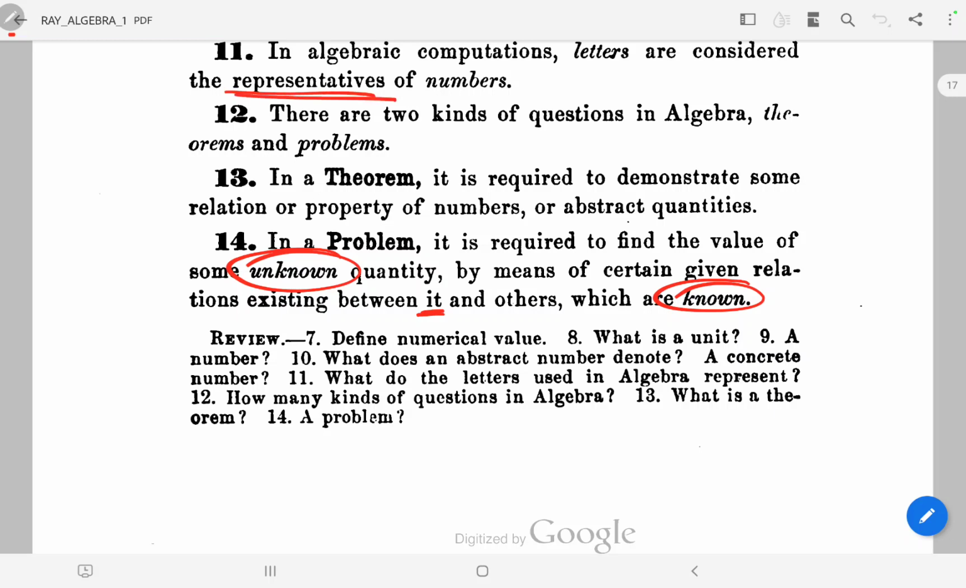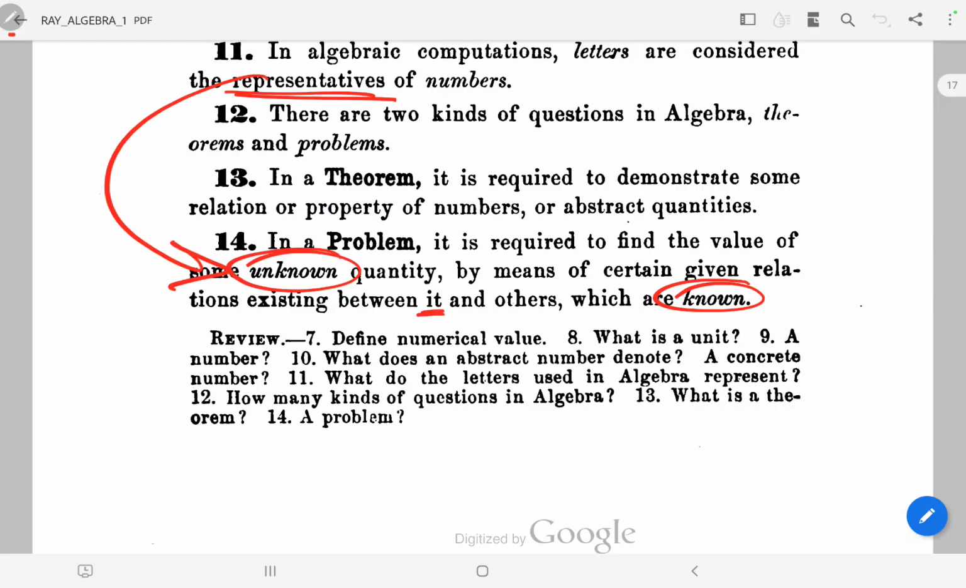makes it easy for us to understand why we use letters as representatives of numbers. We use letters to represent numbers in algebra because some of the numbers are unknown. We don't know the number. We don't know the value of the number. That's the whole question. In the question, we're seeking to know the value of a number. The number is unknown, so we can't represent that value with a number because it's unknown. And so we use a letter to represent the unknown number.